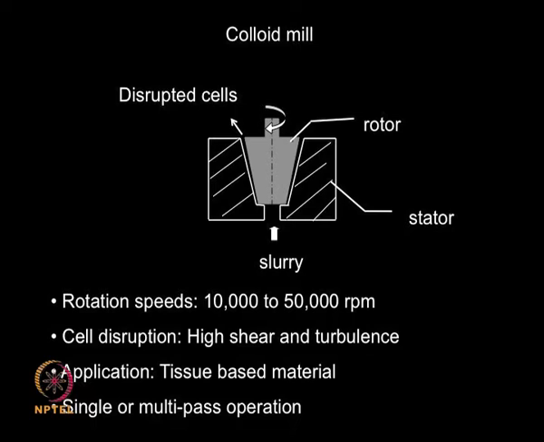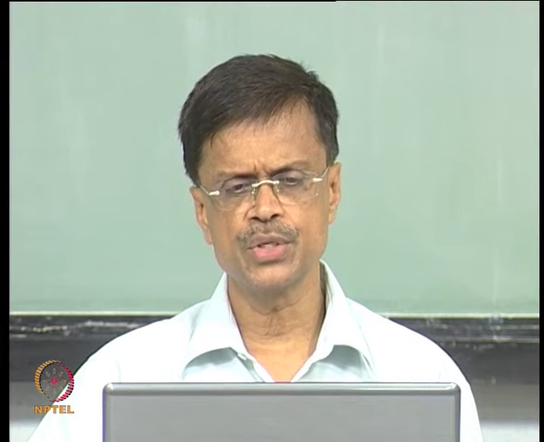So I can pass the slurry through this, and once it is coming out after the shear force, I can have a cooling system, I can cool the slurry, if necessary I can remove part of the liquid which may contain my metabolites, then I can put the slurry back. So I can have single or multiple passes, and generally it is used for tissue based material, where we are interested in high shear and high turbulence for breaking the cells. So this is another mechanical type of device which can be used for cell breakage.